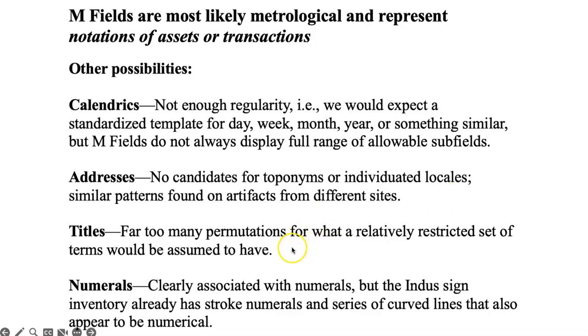Finally, titles, personal titles. This is one that's been suggested by at least one prominent investigator. I don't know if he still has that opinion or not, but it was more than 30 years ago that Asko Parpola suggested that the fish signs, at least, might correspond to certain titles, that kind of thing, maybe theonyms. But there are far too many permutations. I mean, there are literally hundreds and hundreds of different varieties of just configurations of fish signs, let alone fish signs in combination with oval signs and so forth.